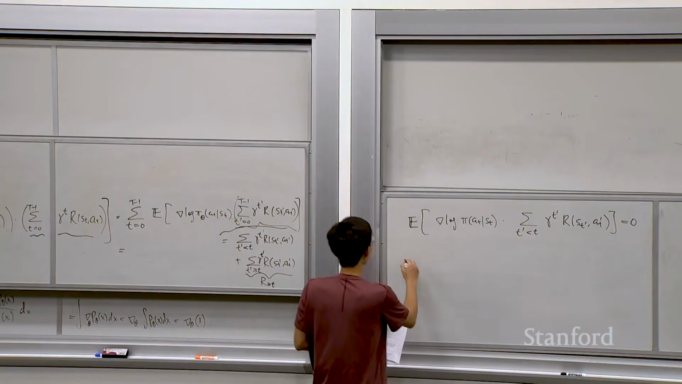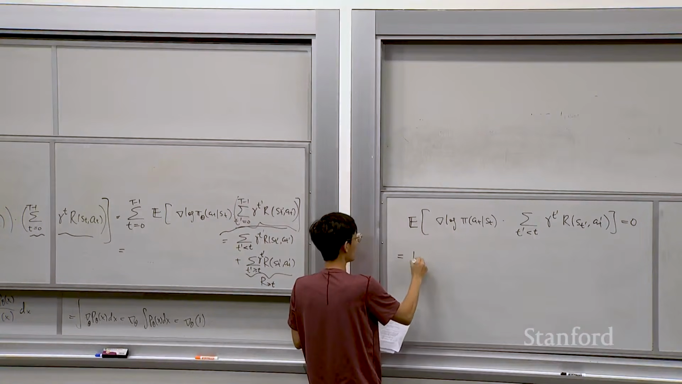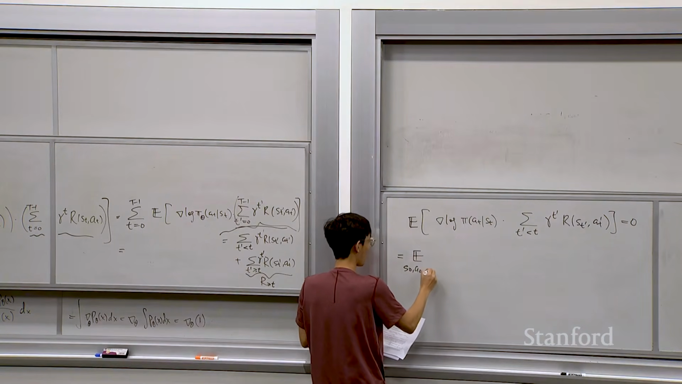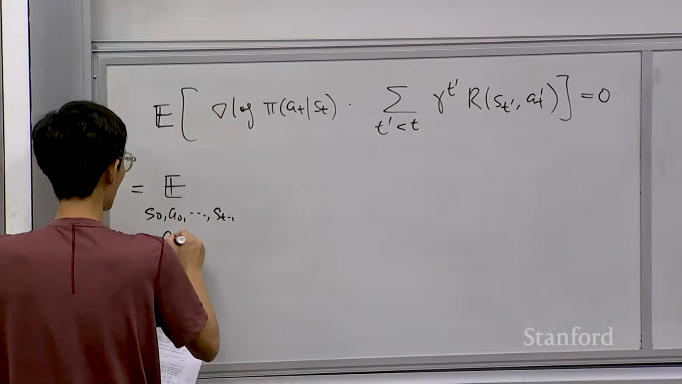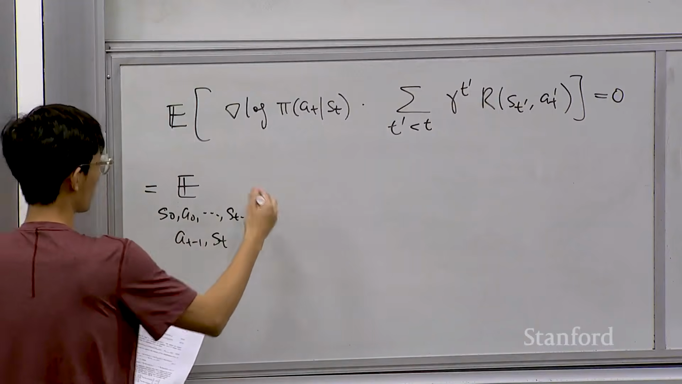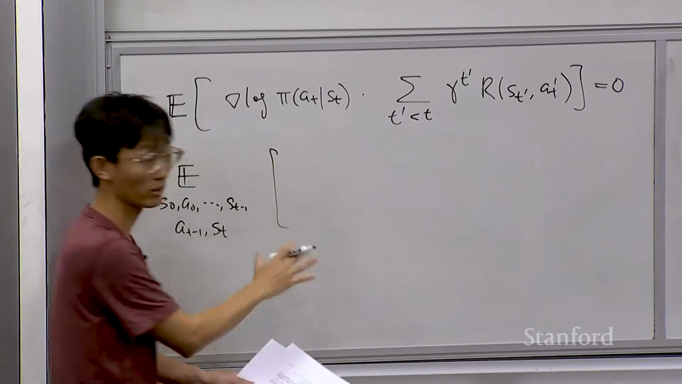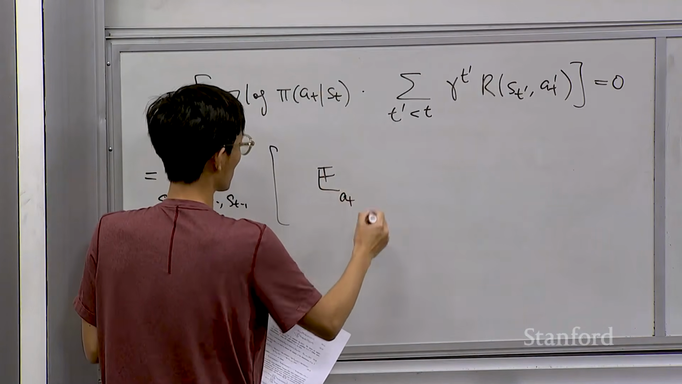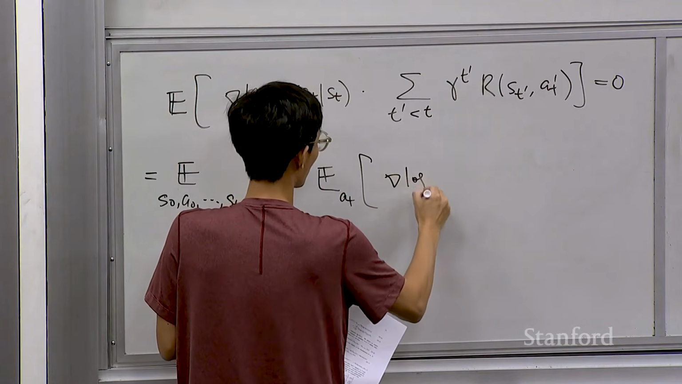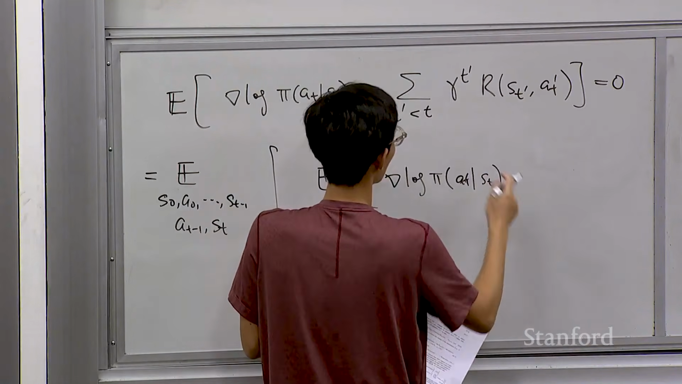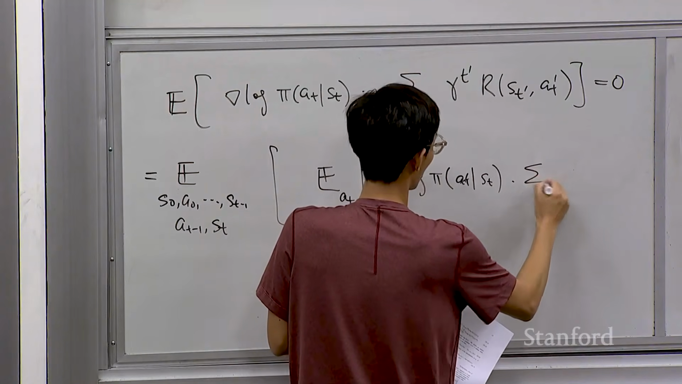So in some sense, mathematically, it really just means that you can take this expectation in two batches. You can first look at the randomness before time t. You can look at the randomness of, let's say, S0, A0 up to St minus 1, At minus 1, and St. So you look at all of these random variables. And then you condition on these random variables and do another expectation over AT. The randomness is going to be over AT. And you have gradient log pi AT given St. And then times this thing.